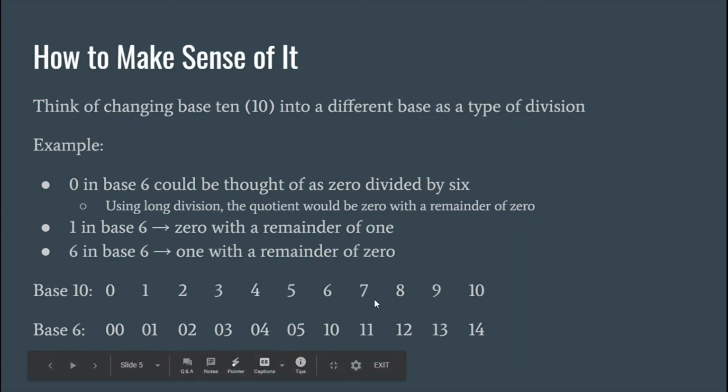So 7 in base 6 is 1, remainder 1, so I would say this, 1, 1. 8 is 1, remainder 2, 9 is 1, remainder 3, and 10 is 1, remainder 4. So you can see how people get confused in changing base 10 to a different base.